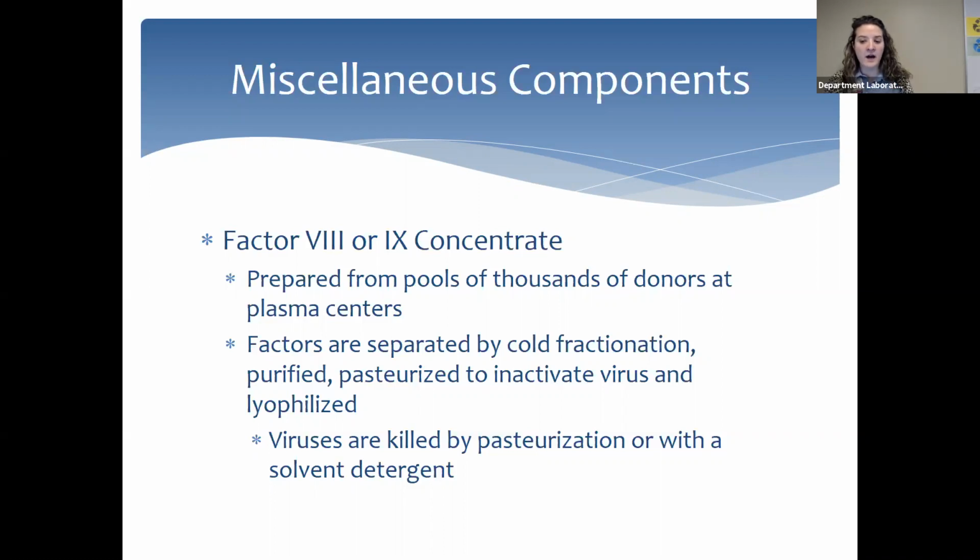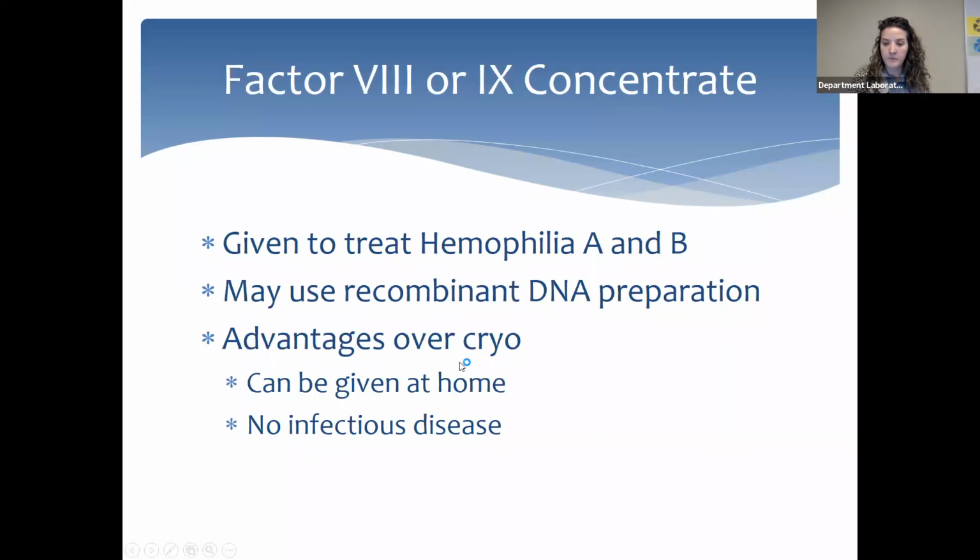All right, so factor 8 and 9 concentrate prepared from pools. This is prepared from donors at plasma centers, factors 8 and 9 concentrate. You probably won't ever see this, all right, because now we have the recombinant DNA concentrates that take away the use of human-derived products. But that used to be an option for hemophilia A, which is your factor 8 deficiency, and hemophilia B, which is your factor 9 deficiency. And again, definitely you'll see that using recombinant DNA.